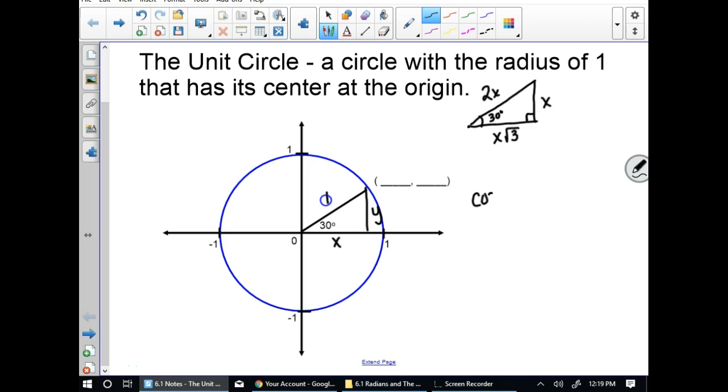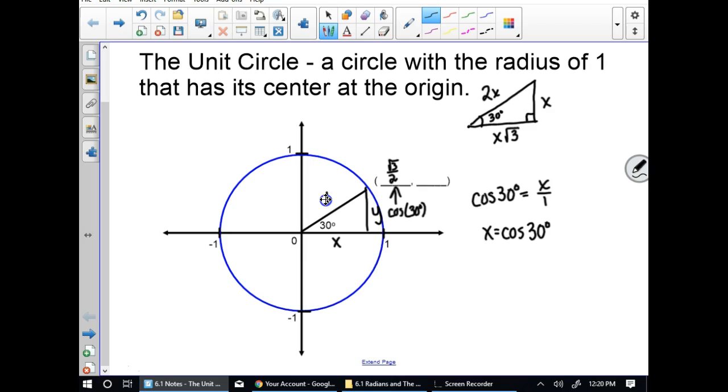So I could say cosine of 30 degrees equals x over 1. Well, that just means x equals cosine of 30 degrees. My x right here we found was the square root of 3 over 2. So when I look at that unit circle, the x coordinate, that is my cosine of 30 degrees.